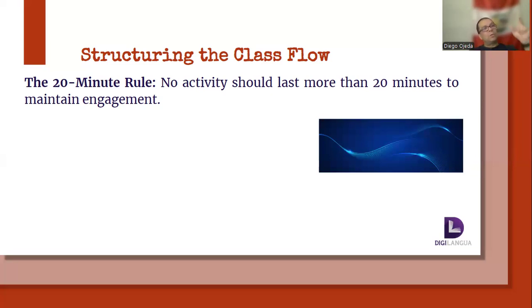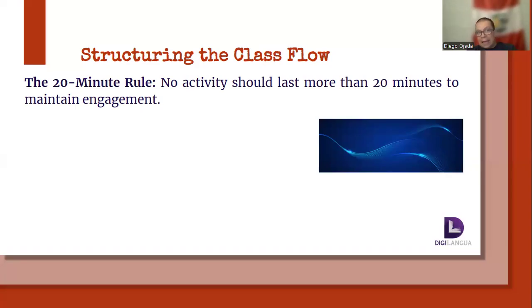You can even work with the same paragraph for 3, 4 classes in different formats that helps them acquire the language, but at the same time, it distracts them and they think that they are doing something different that is not monotonous or repetitive. So, the 20-minute rule, okay?